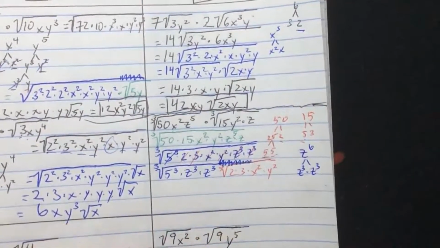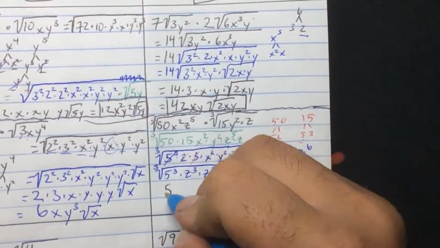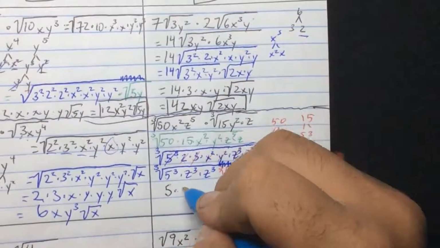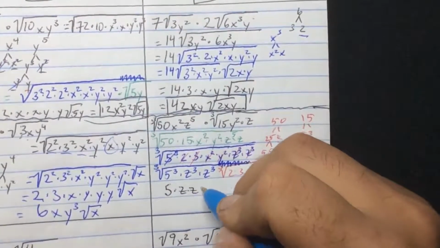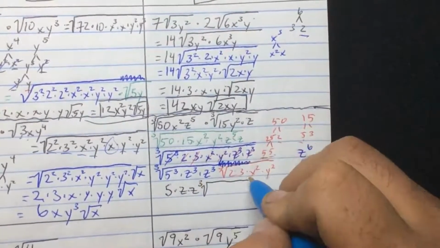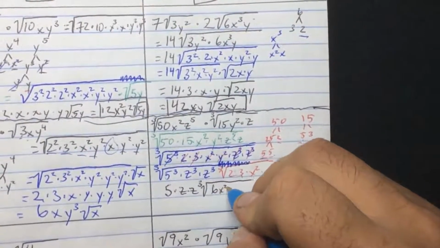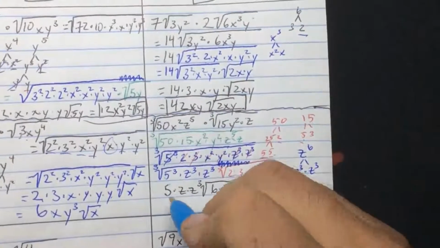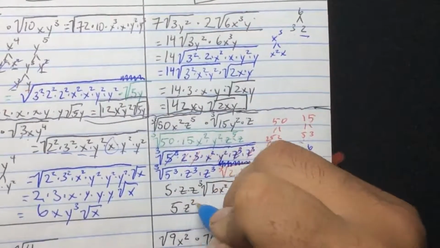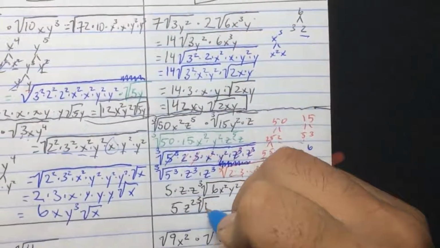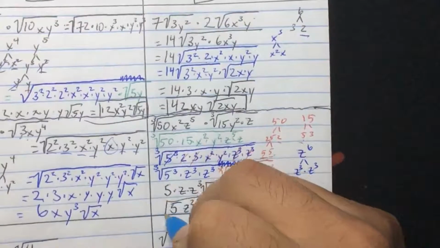So everything that can come out, now we have the cube root of 5 cubed is 5, times the cube root of z cubed is z, times the cube root of z cubed is z, and everything else. Cube root of, we can just combine it, 2 times 3 is 6, so 6x squared y squared. Then when we simplify, we have 5z squared times the cube root of 6x squared y squared. And this is our simplified form.